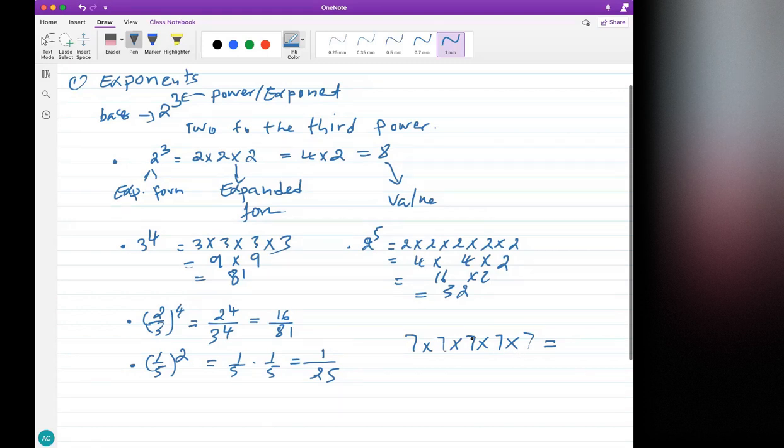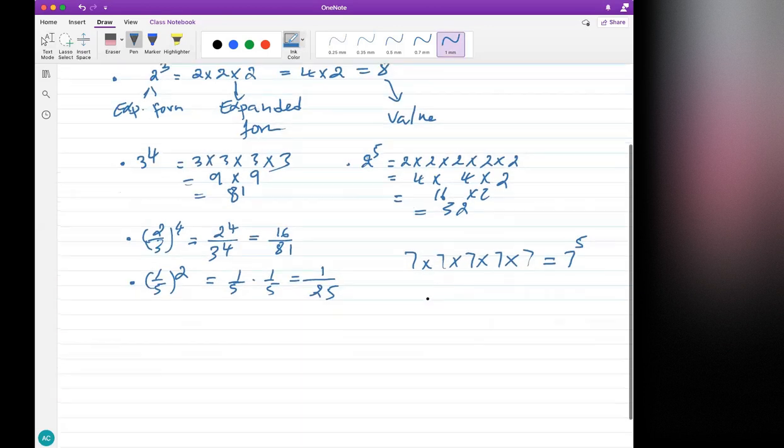What's a better way to rewrite this as an exponential expression instead of this whole thing? 7 to the 5th, right? Exactly, the base is repeated 1, 2, 3, 4, 5 times. So that's what exponents are. It's just a way to write multiplications easier and faster.